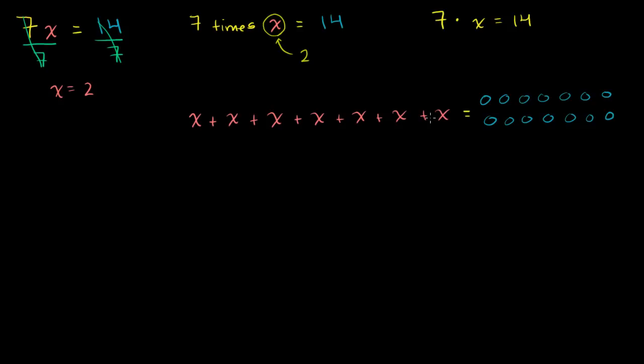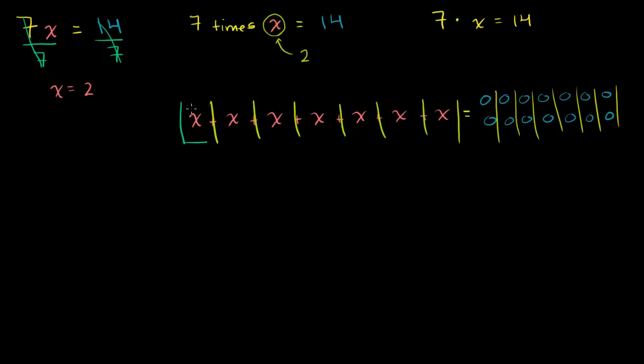So if I divide the left-hand side by 7, let me divide it into 7 groups. There are 7 x's here. So that's 1, 2, 3, 4, 5, 6, 7 groups. Now, if I divide that into 7 groups, I'll also want to divide the right-hand side into 7 groups. 1, 2, 3, 4, 5, 6, 7. So if this whole thing is equal to this whole thing, then each of these 7 chunks that we broke it into are going to be equivalent. So this chunk is equal to that chunk. This chunk is equal to this chunk.